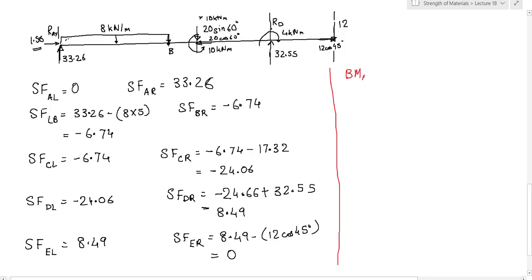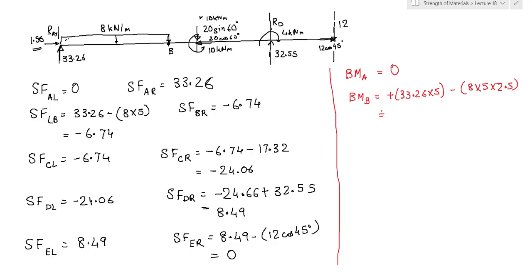So bending moment at A will be what? There are no forces to the left of A, so this will be 0. Then bending moment at B will be, considering the uniformly distributed load and the point load at A, plus 33.26 into 5 minus 8 into 5 into 2.5, right? So what is the value that is coming? Let us check. 33.26 into 5 minus 8 into 5 into 2.5, which is coming out to be 66.3. Okay, so we can put this as 66.3 kilonewton meter.